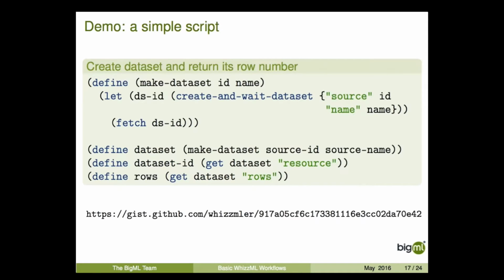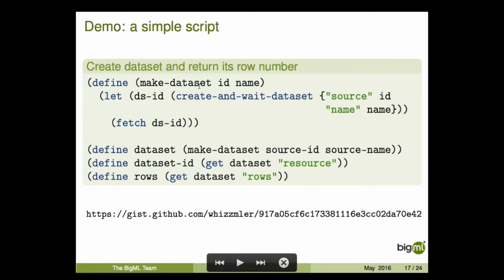So here's a really trivial script that doesn't do much, but it demonstrates the capabilities of the language. We're going to define a little script here that creates a data set and then returns the number of rows in that data set. And so first we define this function, make data set. It takes the ID of the source that we want to make the data set on, and it also takes the name for the data set.